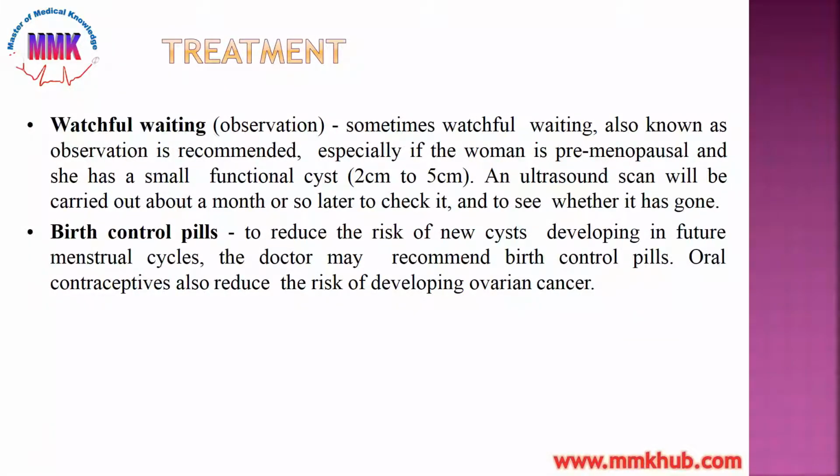The treatment is the observation first. Sometimes watchful waiting, known as observation, is recommended. If the woman is premenopausal and she has a small functional cyst 2 cm to 5 cm, an ultrasound scan will be carried out about a month or so later to check it and keep on follow-up. Birth control pills. These reduce the risk of new cysts developing in future menstrual cycles.